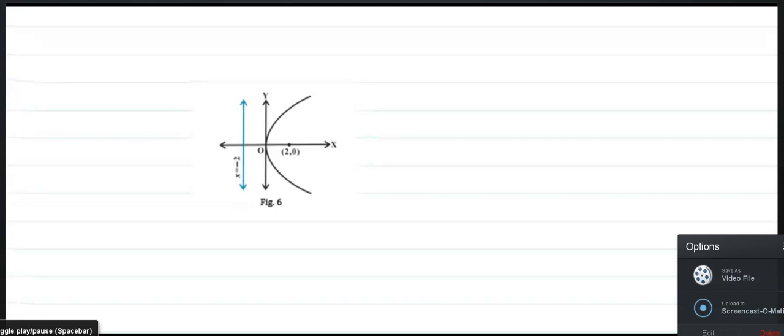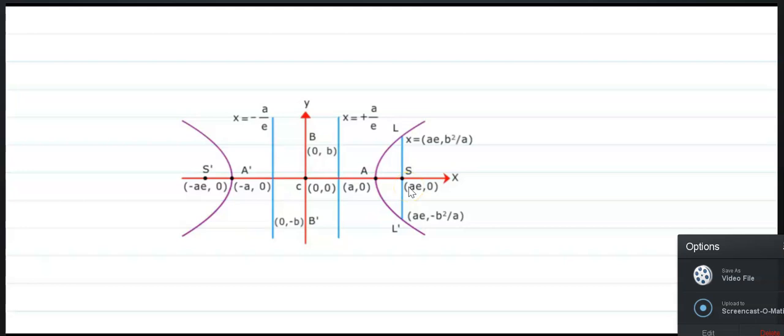Again, this is the hyperbola whose equation is x square upon a square minus y square upon b square. End points of this latus rectum, S is focus, A is a vertex. And again, this is the directrix, that is x is equal to plus a upon e.